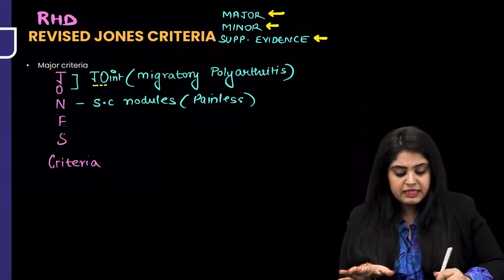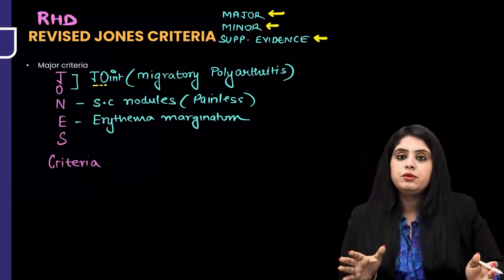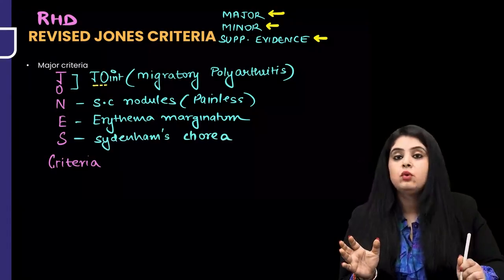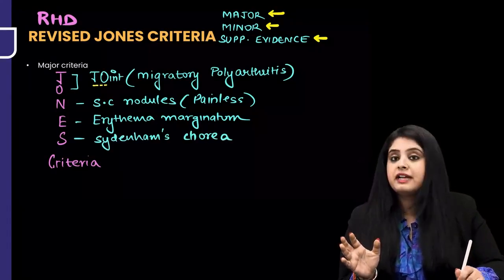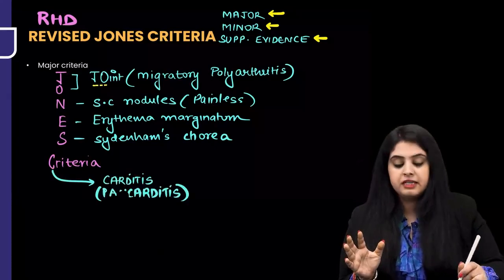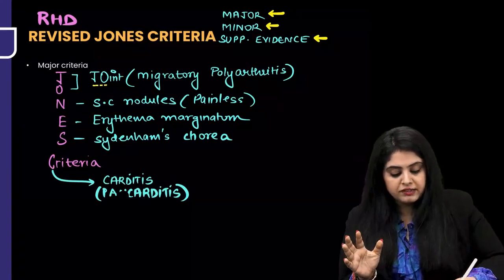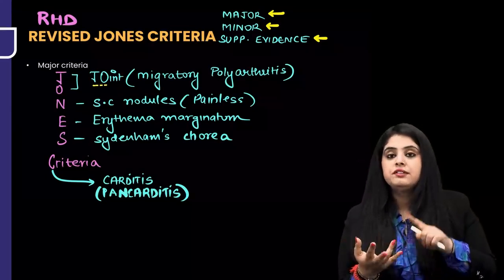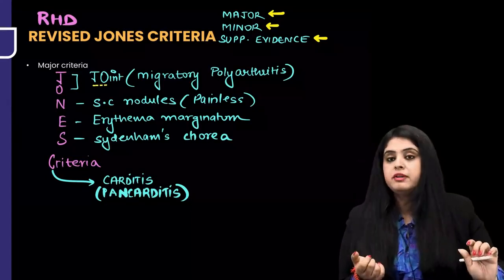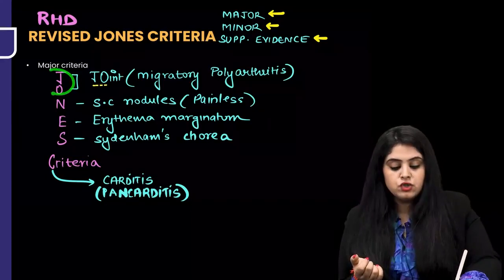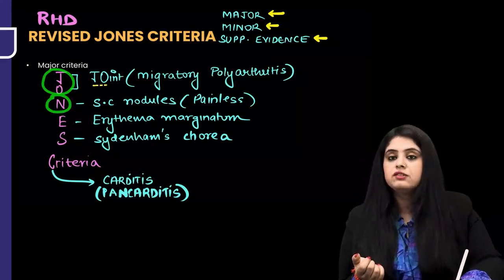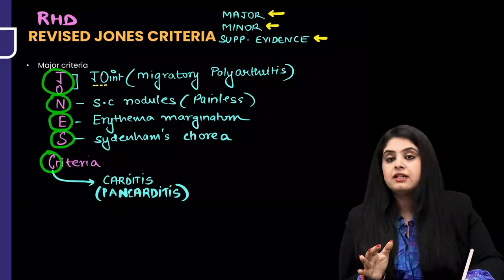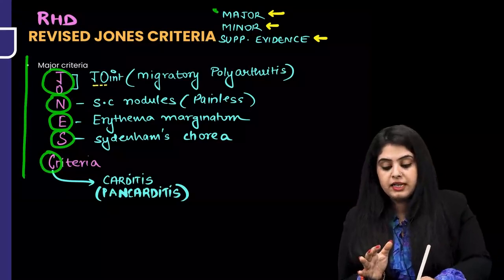What is the E standing for? The E is a skin problem, erythema, erythema marginatum. What is S? Sydenham's chorea. And what is criteria? This is my favorite. It is carditis. Many students ask me, which carditis? I say pancarditis. Pancarditis means everything: pericarditis, myocarditis, endocarditis. All the three layers are going to be affected. So repeating, what is Jones criteria? Joint, migratory polyarthritis, subcutaneous nodules, innocent, painless, erythema marginatum, Sydenham's chorea, and pancarditis. That is what you see in the major criteria.